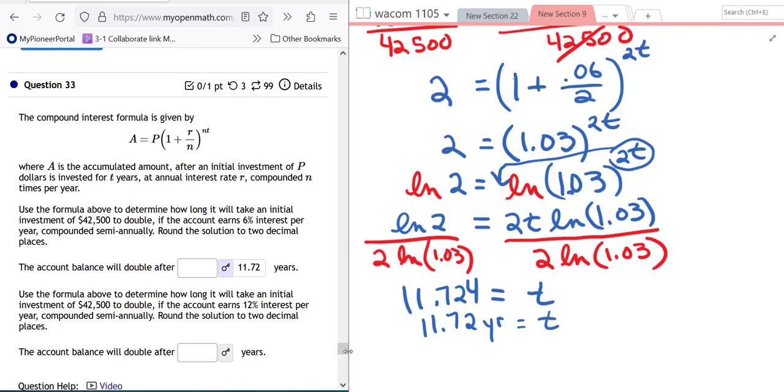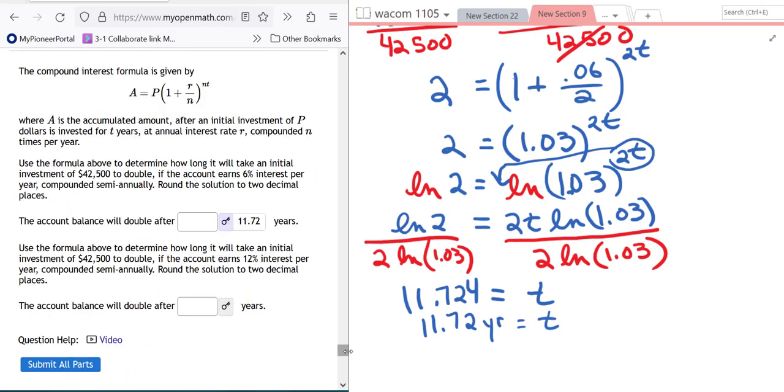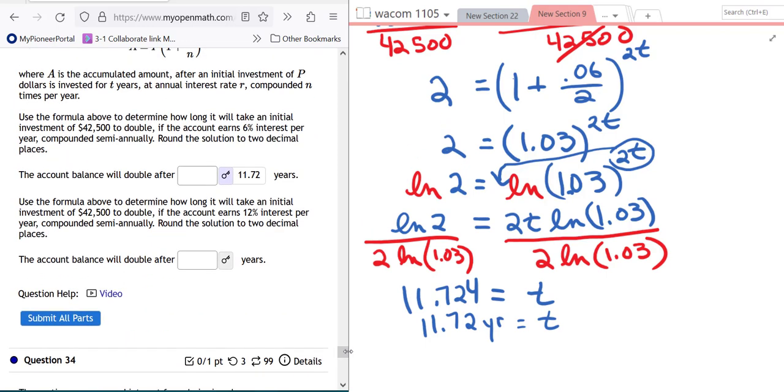For the other, I'm going to skip the other piece of it because the only thing it's changing is the rate. So you would go in as 0.12. Here where we had the 0.06, everything else is going to be the same. And this one, it ends up being 5.95. So the rate makes that big difference there.